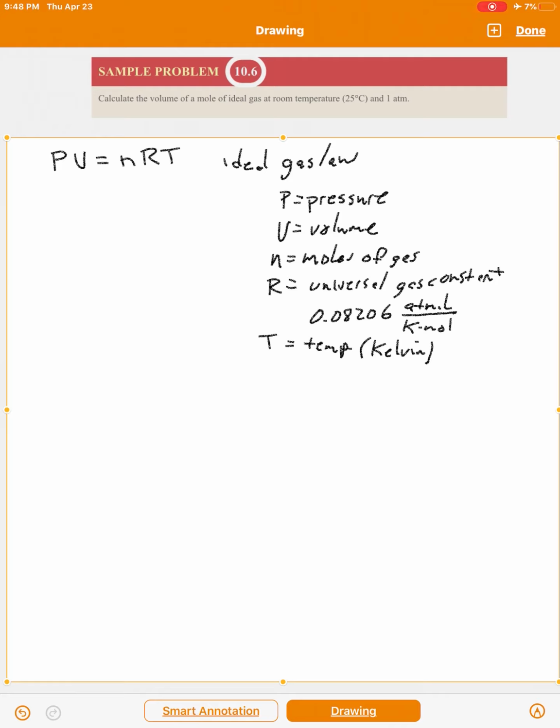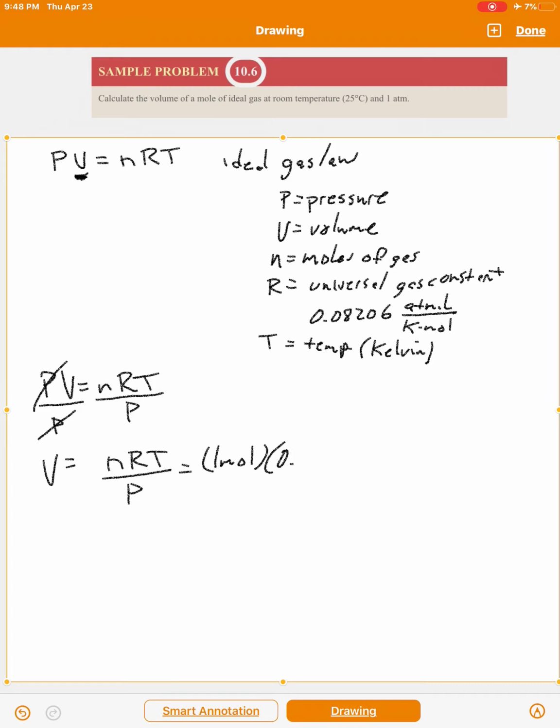Kelvin. Okay, so it just says calculate the volume of a mole, meaning 1 mole, at a temperature of 25 degrees Celsius and a pressure of 1 atmosphere. Okay, well, volume. PV equals nRT. Divide both sides by P. And P over P is 1. So V is equal to nRT over P. A mole, meaning 1 mole.